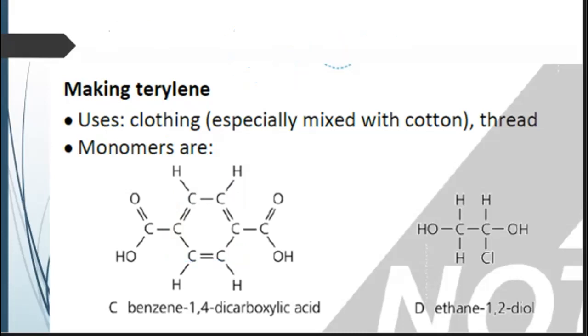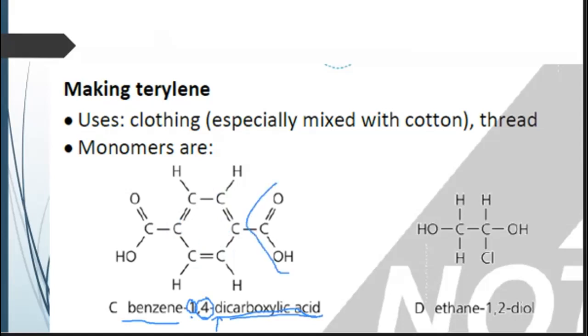So this ring structure, which is a six carbon ring structure, 1, 2, 3, 4, 5, and 6. This six carbon structure is what is called benzene. So they have benzene 1,4-dicarboxylic acid. This is telling us that on the first carbon and on the fourth carbon, we have a carboxylic acid group, right? Hence the word di. So there are two carboxylic acid groups.